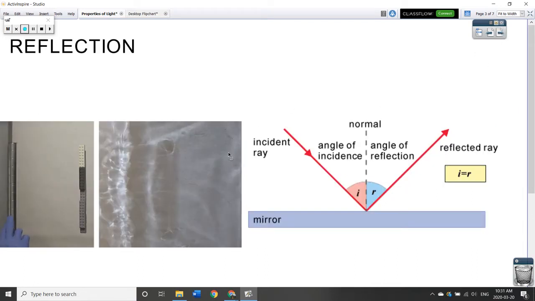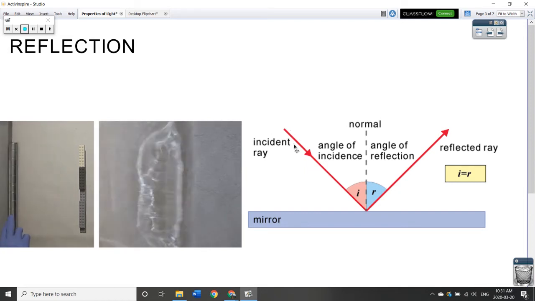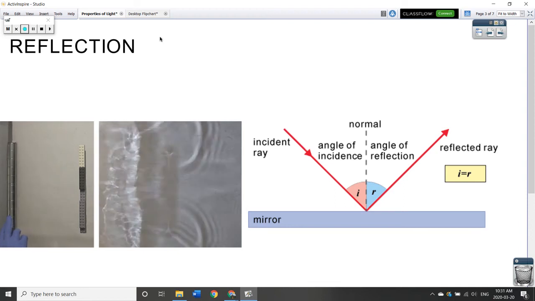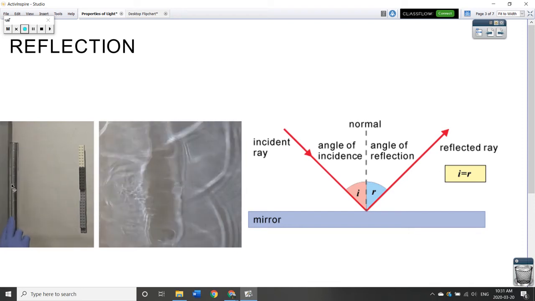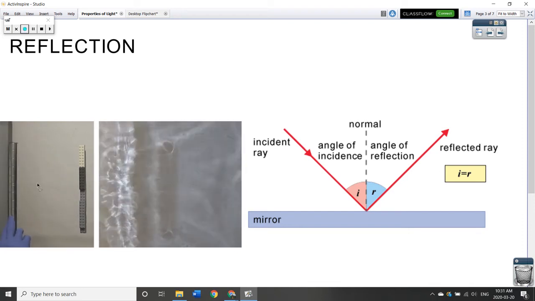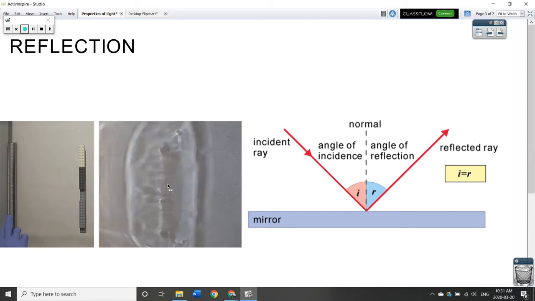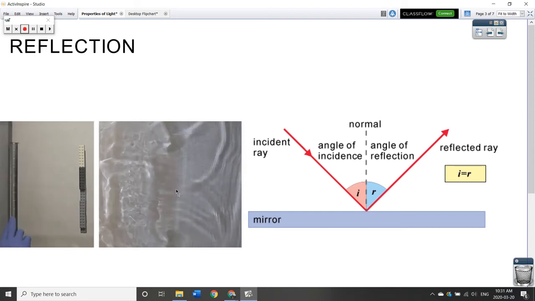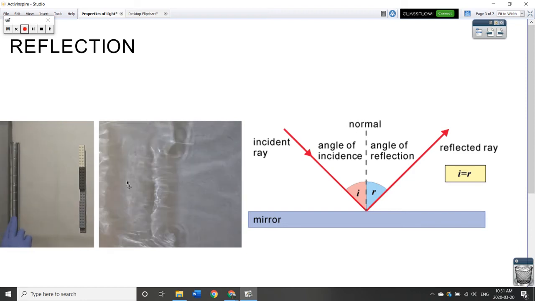So the first property that all EMR, regardless of size, so radio waves all the way to gamma rays and visible light, display is reflection. Reflection is what happens, as you see in this ripple tank here, when something strikes a barrier. So when light, or any form of EMR, even radio waves, gamma rays, X-rays, hit a barrier that is reflective to them, they bounce off.